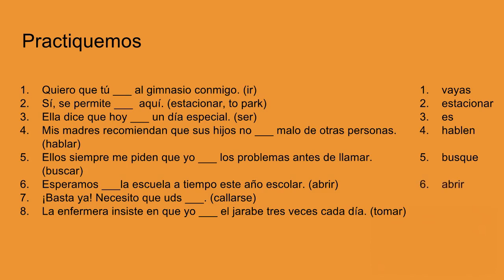Esperamos abrir la escuela a tiempo. We wish or we hope to open school on time this year. Without the que, we need an infinitive. Number 7. Basta ya. Necesito que ustedes se callen. Enough already. I need you all to be quiet. I'm trying to influence you, so we need the subjunctive. Reflexive verbs have the reflexive pronoun right before, since this is a conjugation, whether it's the subjunctive or the indicative.